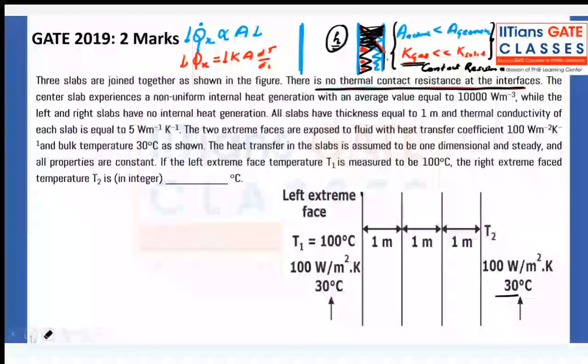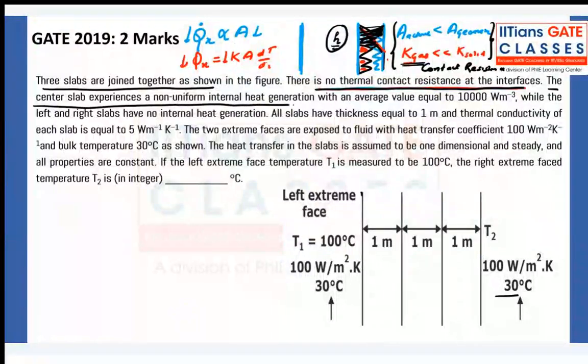Now we have joined three slabs and contact resistance is 0. Now the center slab experiences a non-uniform internal heat generation with an average value of 10,000 watt per meter cube. Very quickly tell me what is this 10,000 watt per meter cube? Capital Q, small q.